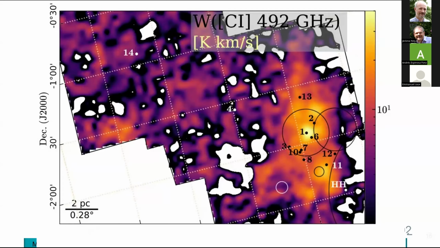This is the atomic carbon map. It also shows very extended emission, and for this cloud, it's tracing the gas where there's some ultraviolet radiation. So the only way to detect atomic carbon here is if there's some PDR-like chemistry.